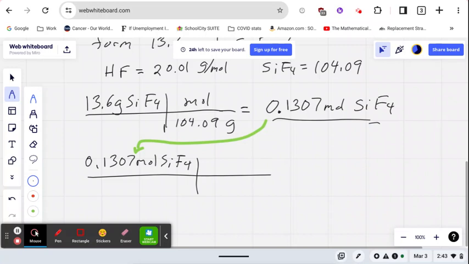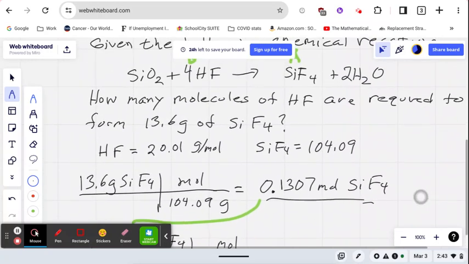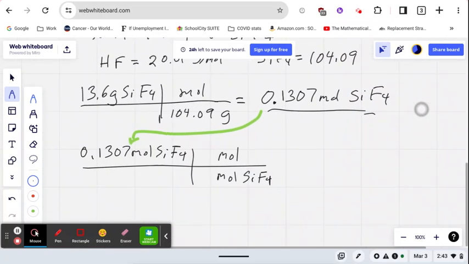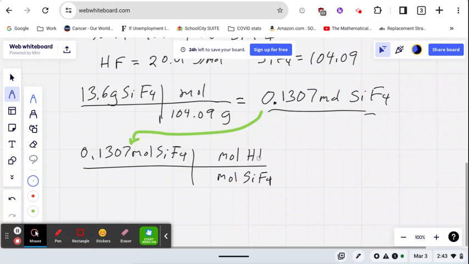If I want to turn it into moles of my second substance, I want this to cancel out. This is my mole conversion. I want my moles of SiF4 to turn into moles of HF. See, the key is turning stuff into moles. Moles is like the central quantity. You turn moles of one thing into moles of the other. Then you can turn into molecules, or you can turn to grams.